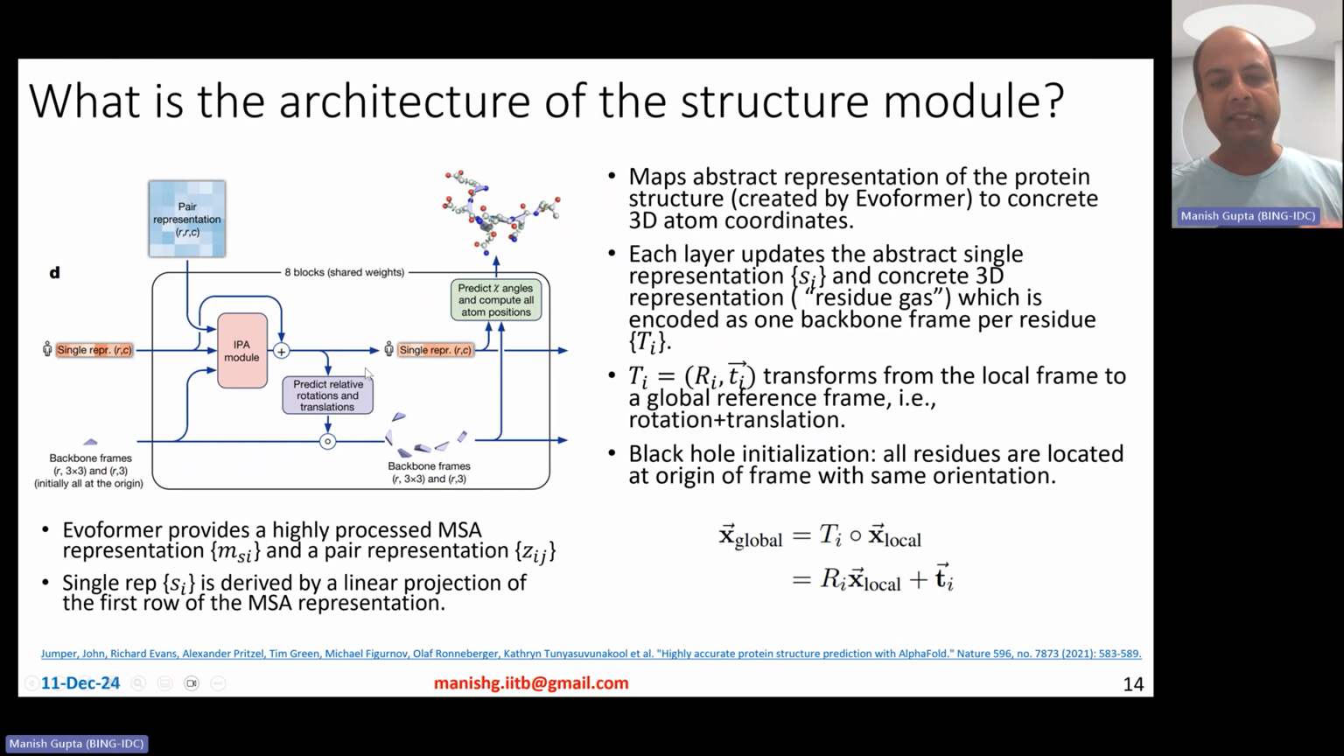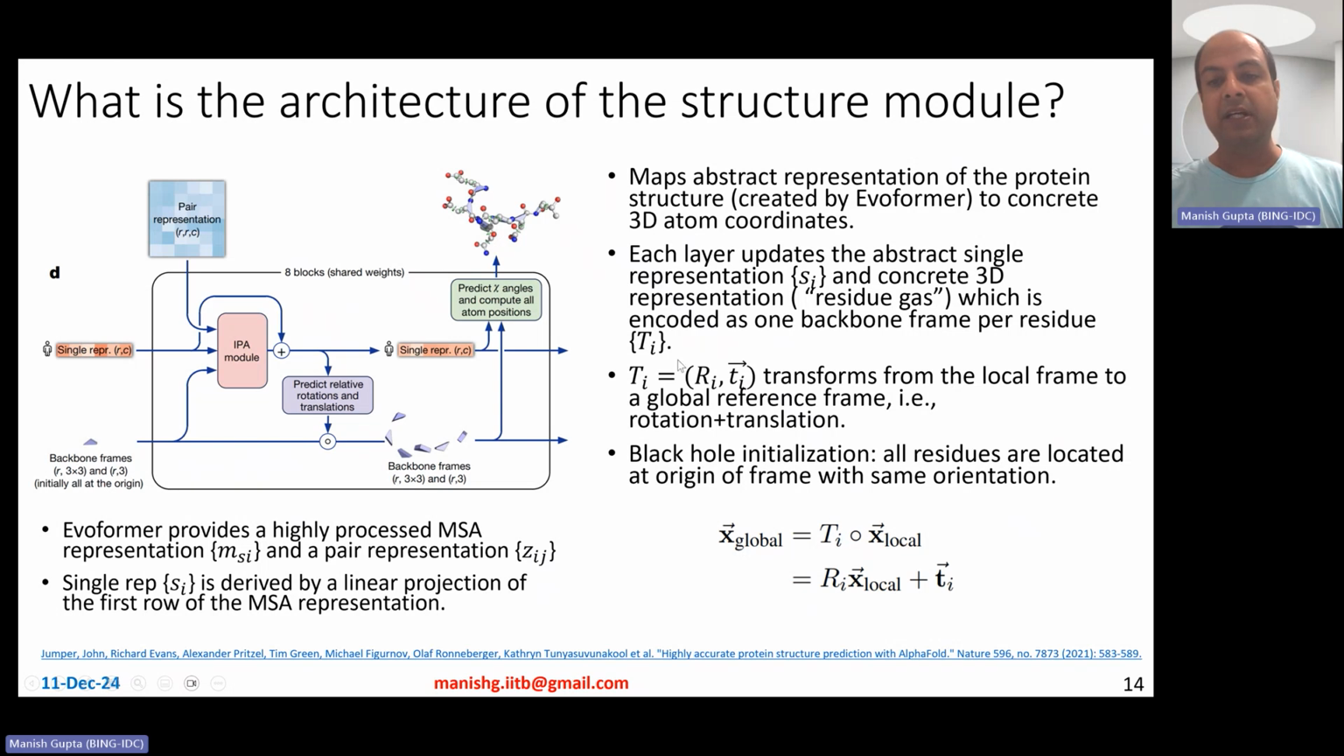Okay, and then over iterations, there is an IPA module which keeps predicting how much you should rotate and how much you should translate these backbone frames, so as to come up with a revised representation of these backbone frames. Okay, and the revised representation is what is shown here. Each of these predicts TI, and then TI is applied on the current local representations so as to obtain the global coordinates in this way.